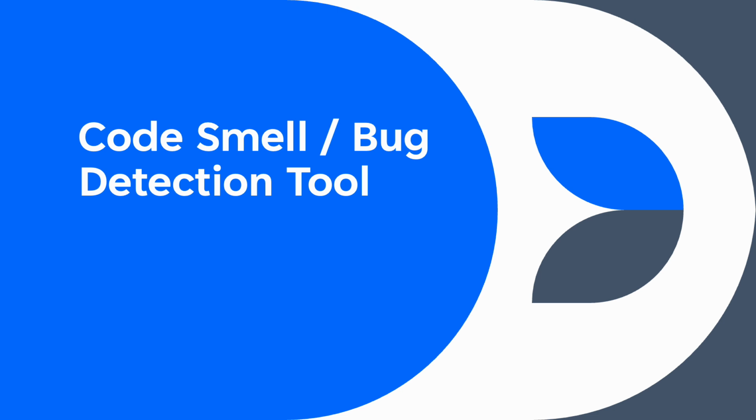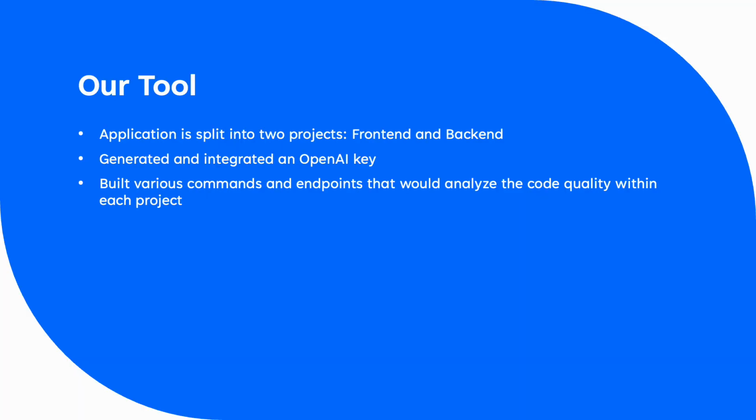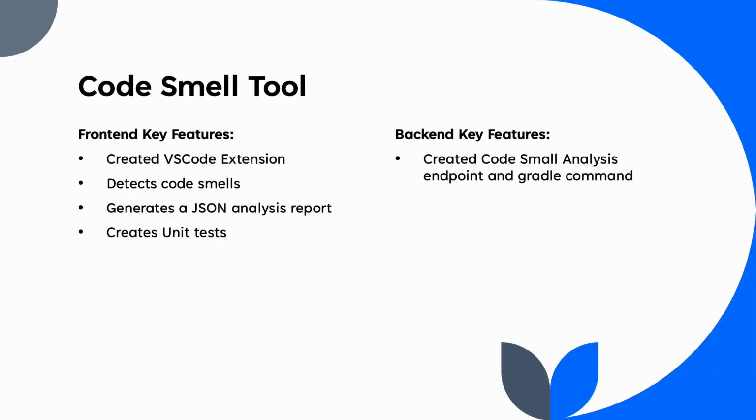So our code smell and bug detection tool. Our tool is based on the application. It's split into two projects, the front end and back end. We generated and integrated an OpenAI key and built various commands and endpoints that would analyze the code quality within each project. So our code smell tool, front end key features. We create a VS Code extension. This detects code smells. It generates a JSON analysis report, and it creates unit tests. For the back end, we create a small analysis endpoint and a Gradle command.